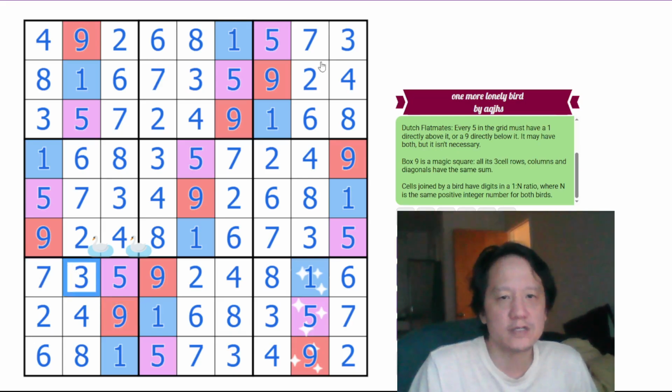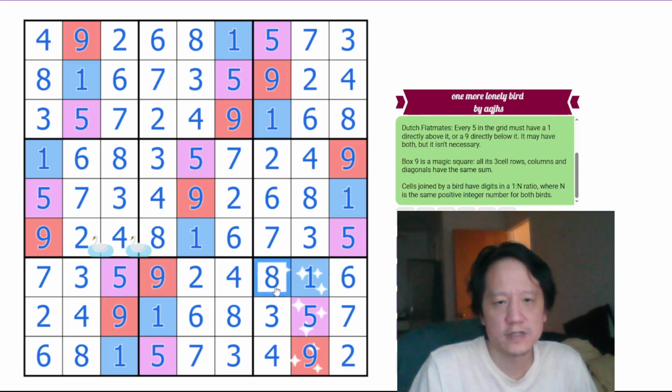Box 3 is a 7 there. Yep. Box 5, same position. 7, same position. Box 2, 7, same position. Box 4, 7, same position. Box 9, 7, same position. Box 6, 7, same position. Box 8, 7. Box 1, 7.